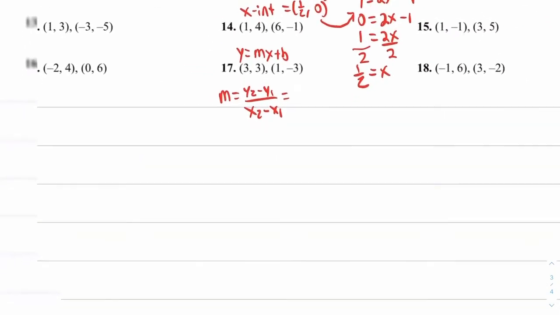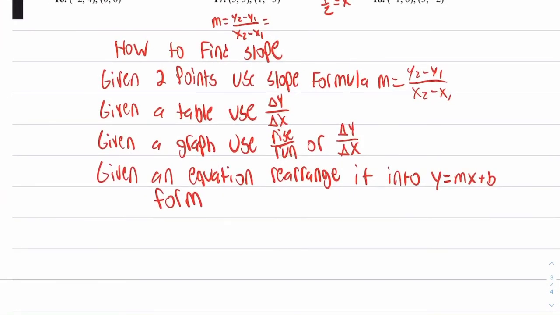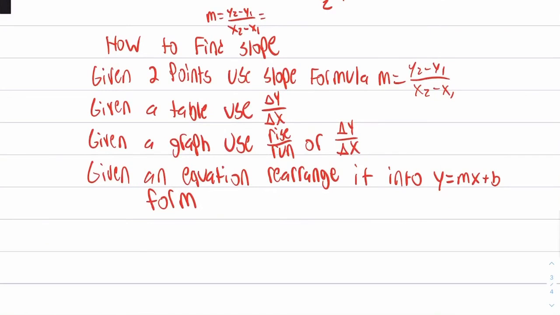Let me go ahead and throw that chart in here because I don't know if I've ever mentioned that before. Alright, so the best ways to find slope are summarized as if you get 2 points, you're going to use the slope formula.